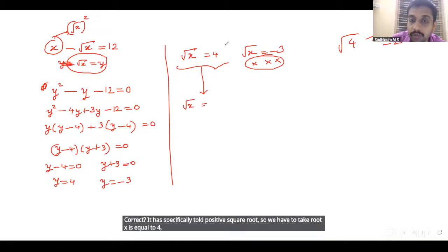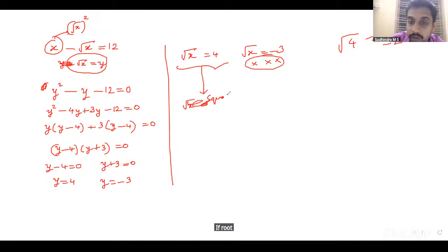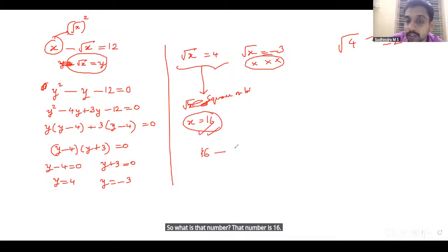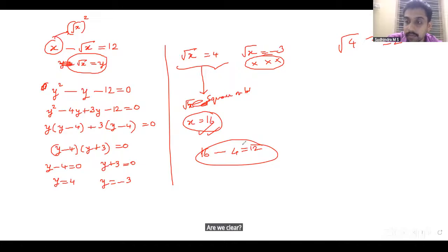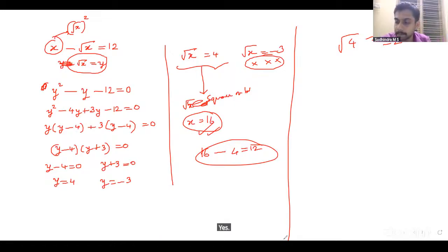If root x is equal to 4, I'll just take square on both sides. X will be 4 square, 16. So what is that number? That number is 16, and 16 minus its positive square root is 12. Are we clear? That is example 1, question number 1. Anyone making a note of this? Yes, sir.